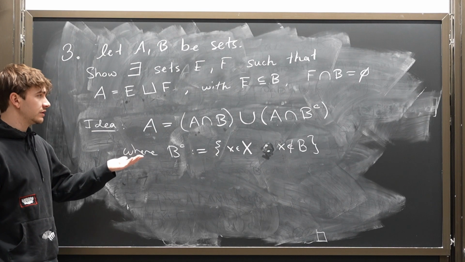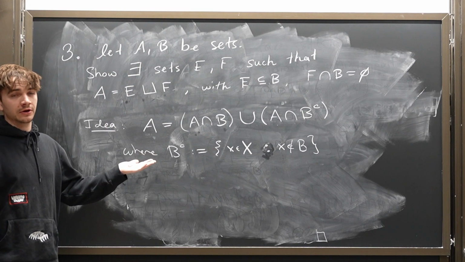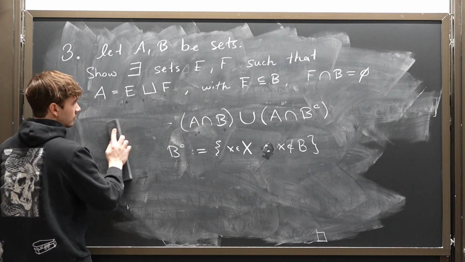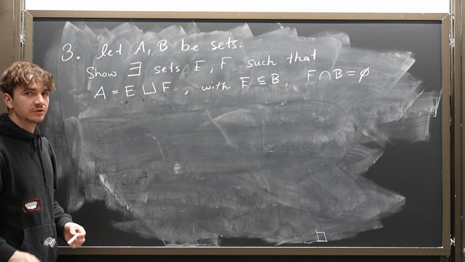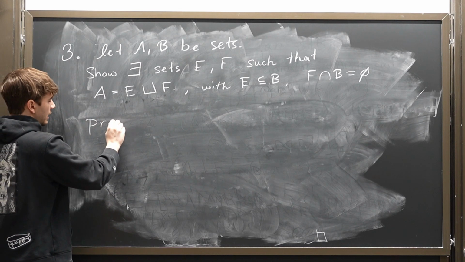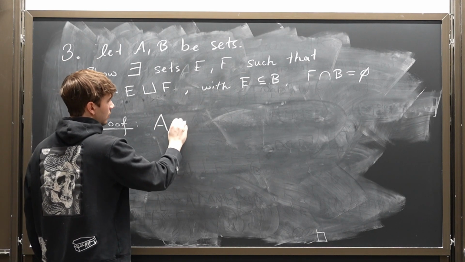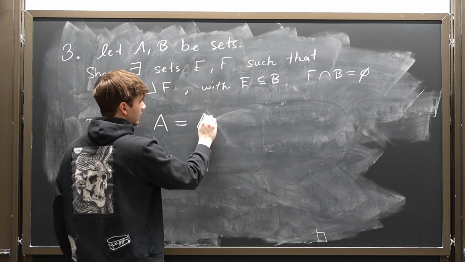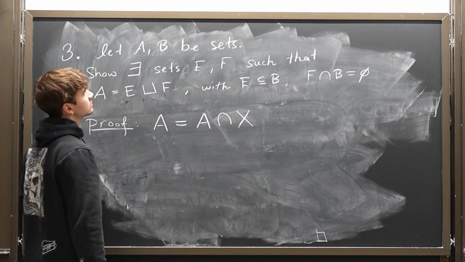Intuitively, it seems correct. We could draw a picture to represent what's happening here. How do we prove this more rigorously? So the proof is in the following way. Essentially, we're going to use the result of the previous exercise. And I am going to write A as A intersected with the whole space X.